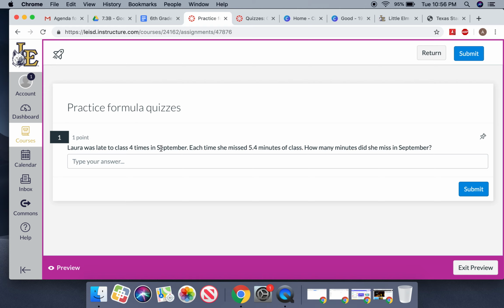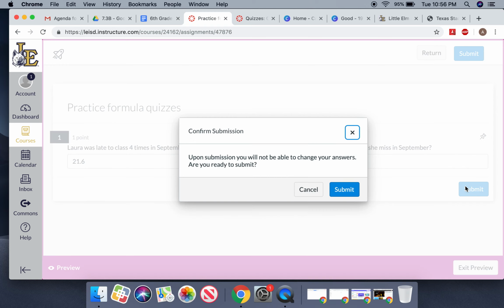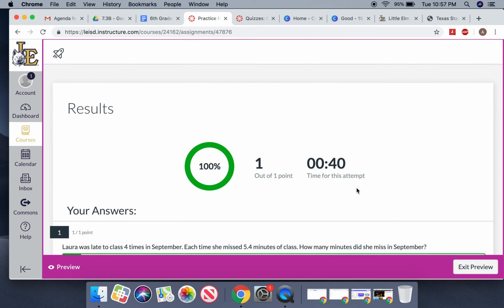So in this case, they have 4 times in September. Each time she missed 5.4 minutes of class. So again, we know we're multiplying x times y. So 4 times 5.4, so if I double 5.4, that's 10.8, times 2 is 21.6. So they would miss 21.6 minutes in September. Upon submission, you would not be able to change your answer. Are you ready to submit? We are. And it will try to auto-grade it for you. And yeah, see, we got it right.